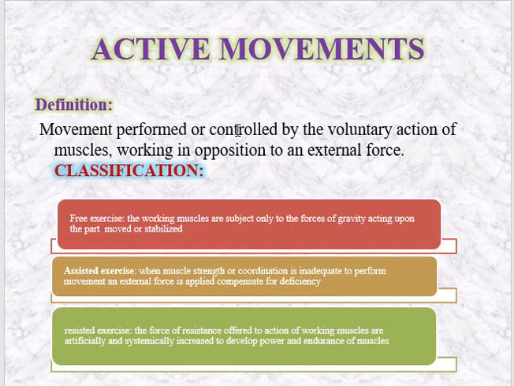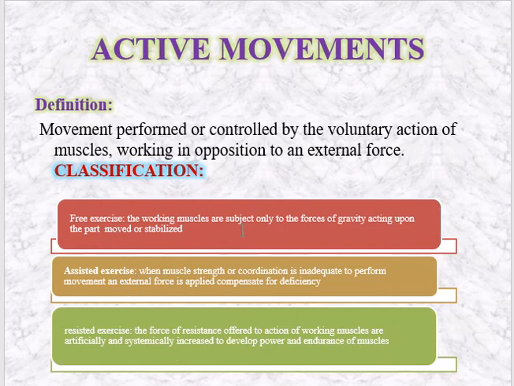Movement performed or controlled by the voluntary action of the muscles working in opposition to an external force means that a person performs the exercise at his own pace. Classification: free exercise, assisted exercise, and you can say also assisted resisted exercise, and then resisted exercise.